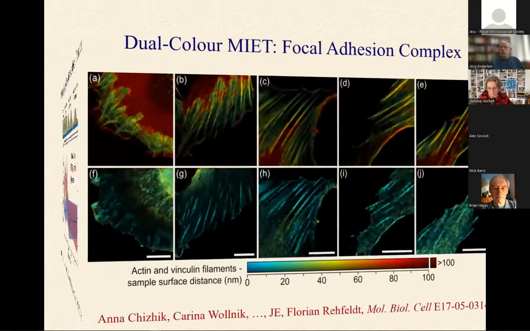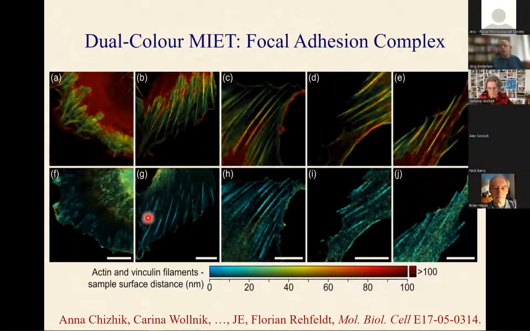Of course, you not only want to see a single structure, you want to see several structures simultaneously and do some kind of co-localization. So then we made the next step, we introduced dual color metal-induced energy transfer imaging. So by simply labeling different structures with different dyes, and again doing the same trick, measuring the lifetimes and then determining distances from surfaces.